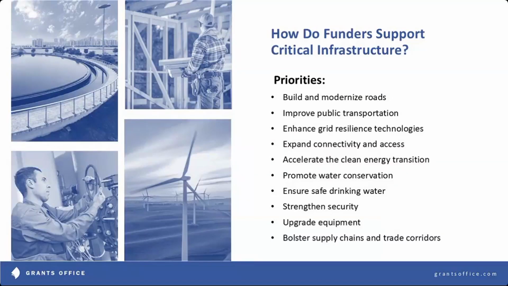And as a result of that, the priorities that the funders support tend to strongly overlap across both public and private projects, since both focus on ensuring communities have reliable access to essential services like energy, water, transportation, and communication. So some priorities that are grant funded are: build and modernize roads, making getting to work more accessible, more efficient. Improve public transportation. Similar idea to building or modernizing roads. Accessibility will go a long way.